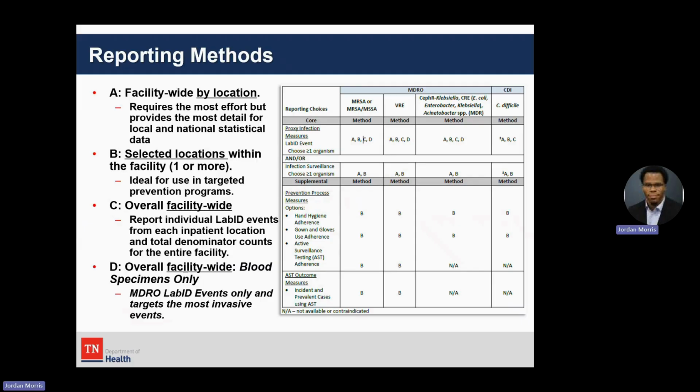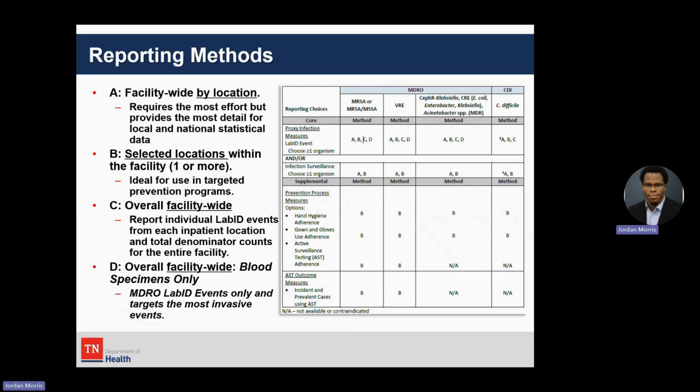For method C, overall facility-wide, there are two options. Overall facility-wide inpatient, or FACWIDEIN, is used to cover all inpatient locations where denominator data are collected. When using FACWIDEIN reporting, facilities must also include location-specific reporting for outpatient emergency department and 24-hour observation locations.